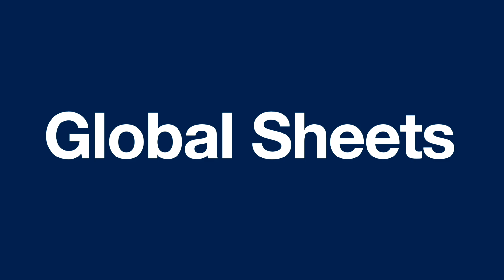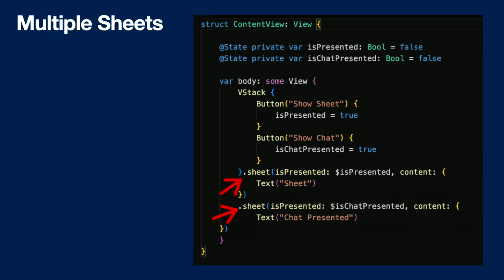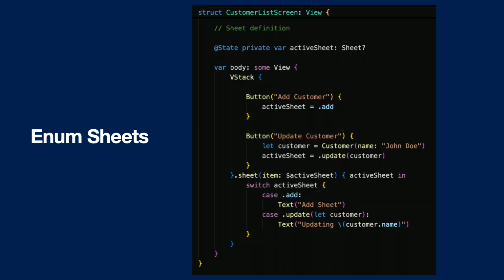Global sheets. I also wanted to see how we can look at global sheets, meaning how do we display sheets? Well, if you want to display sheets in SwiftUI, you just use the sheet view modifier, as you have seen already over here. Okay, can I display multiple sheets? Yes, you can. I mean, just use multiple sheet modifiers. Okay, how about sheets based on enum? Yeah, you can use enums, and now the sheet is based on enums.